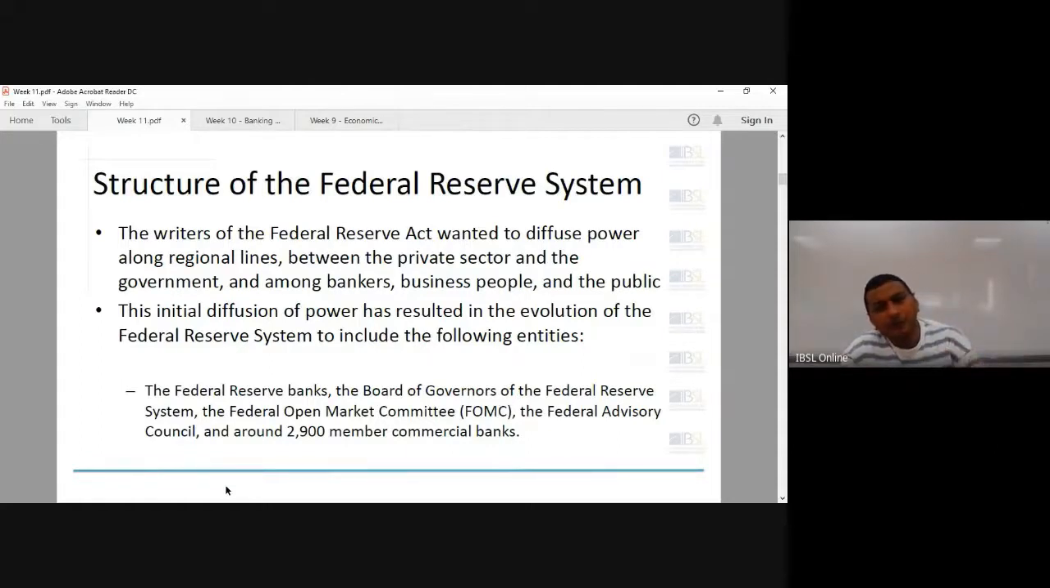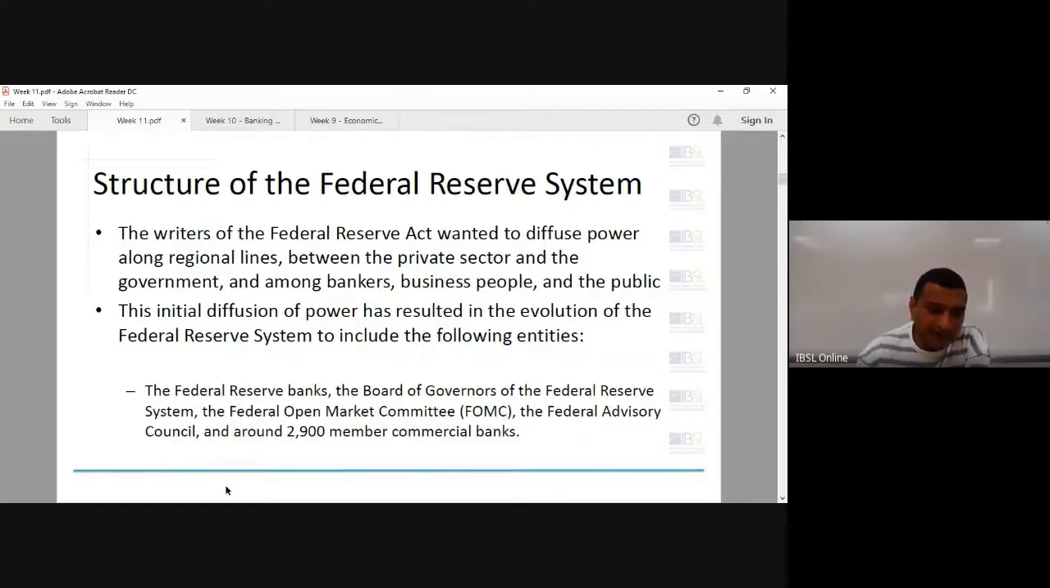So the people who drafted the Federal Reserve Act wanted to see the power not being centralized, but to some extent diffused along regional lines, because they had resistance. You all now understand the fact that they had resistance at regional level. So they wanted to also diffuse this power along these regional bases between the private sector and the government, among the bankers, business people, and the public. So they wanted to see all stakeholders being brought into the equation of decision making.